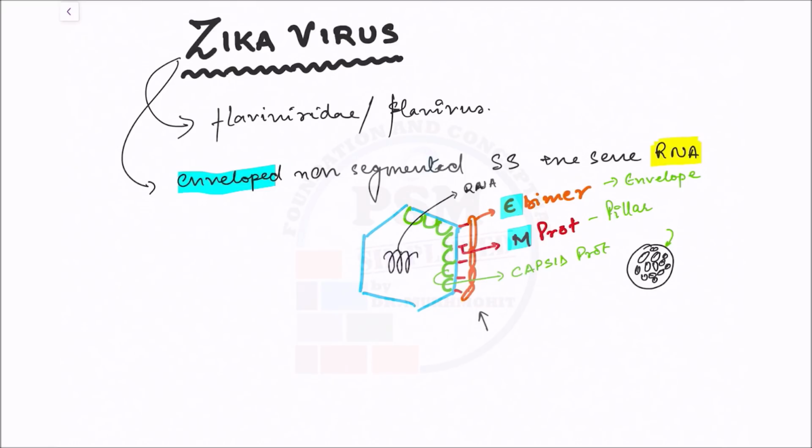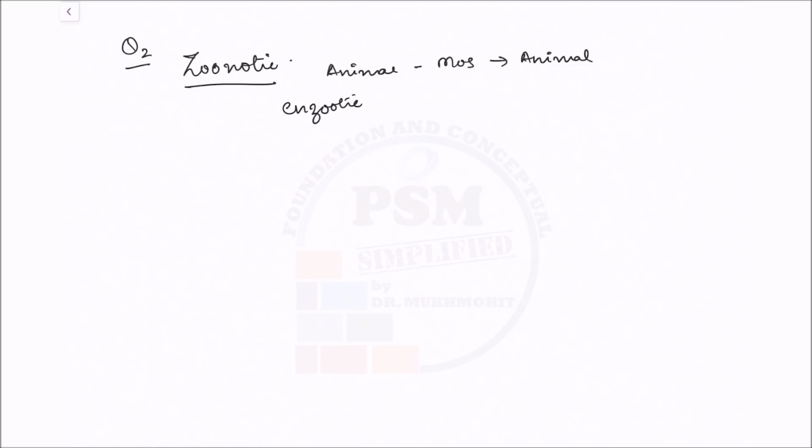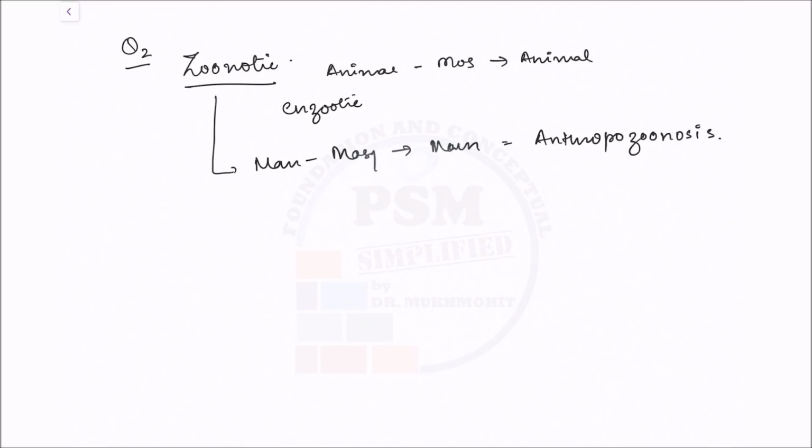Next MCQ. Basically, Zika disease, question number 2, topic 2. Zika disease is a zoonotic disease. Zoonotic in the sense that it is from animal to mosquito to animal. So it's basically like this. It's enzootic. That's what we call it. And slowly, this whole thing went from the animals into humans, and it was going from man towards the mosquito, and the mosquito again causing the infection in the man. And this is known as anthroponosis, that is from man to mosquito to man.